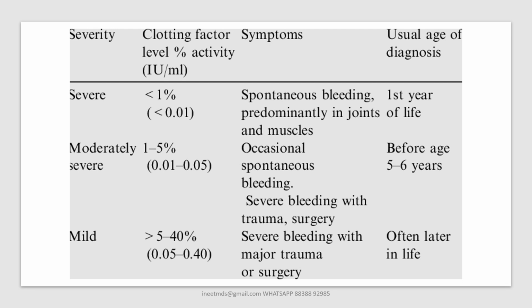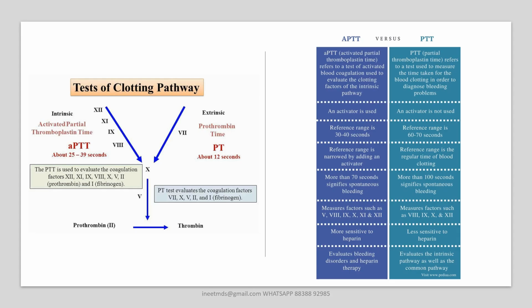Whereas mild hemophilia is when the clotting factor percentage is greater than 5 to 40. So, here only when there is major trauma or surgery will the patient end up with severe bleeding. Otherwise, you can do cautious dental procedures for a patient having mild hemophilia.